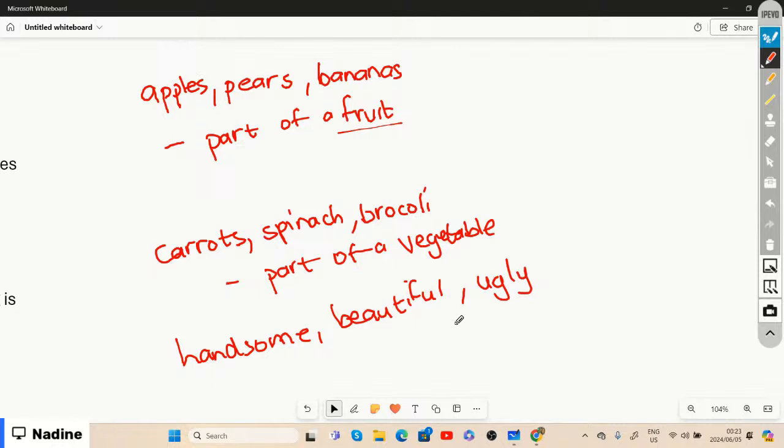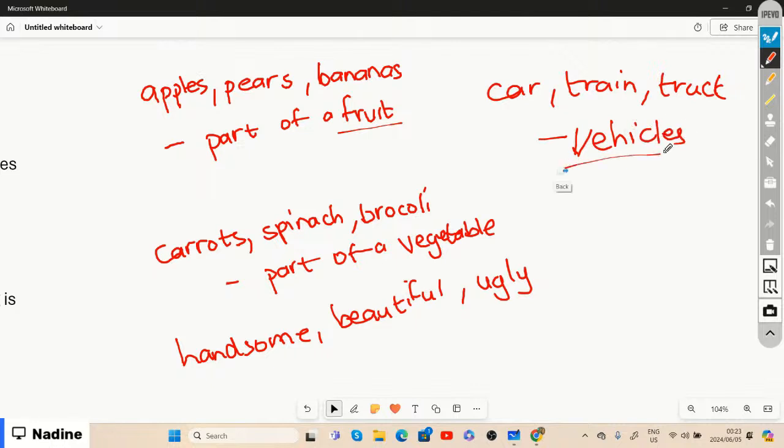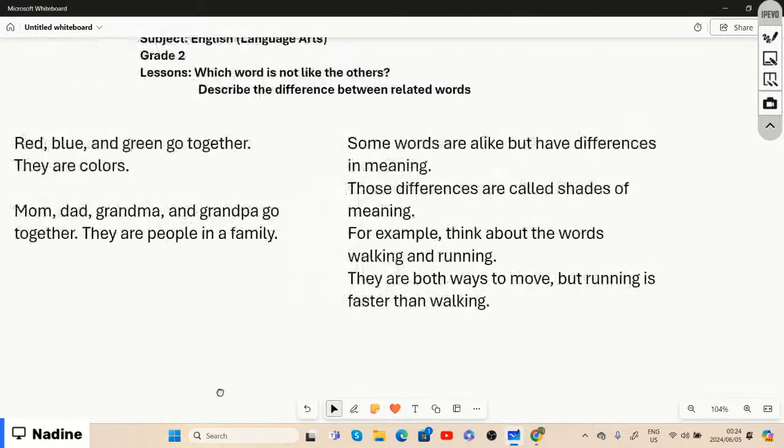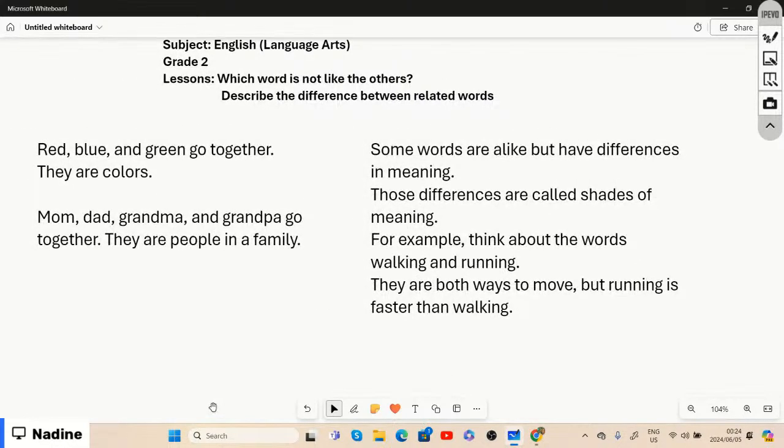Cars, we can even make mention of different cars. We can maybe say car, truck. We can even say like car, train, truck. And these are all parts of vehicles or transport, right? So these are all related words, right? So well done, everybody, for basically just making mention of a few related words, right? So these are all related words, and it's words that go together, right? And we said that these are words that are alike, but they have these slight differences in meaning, right?